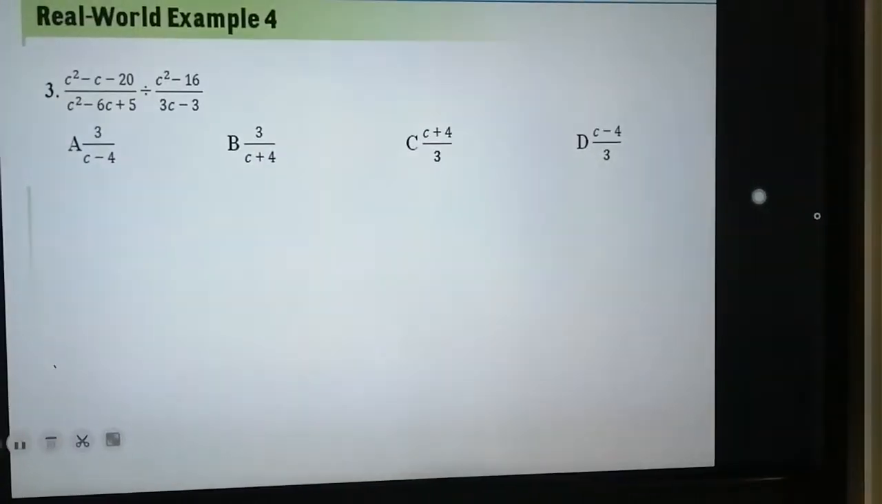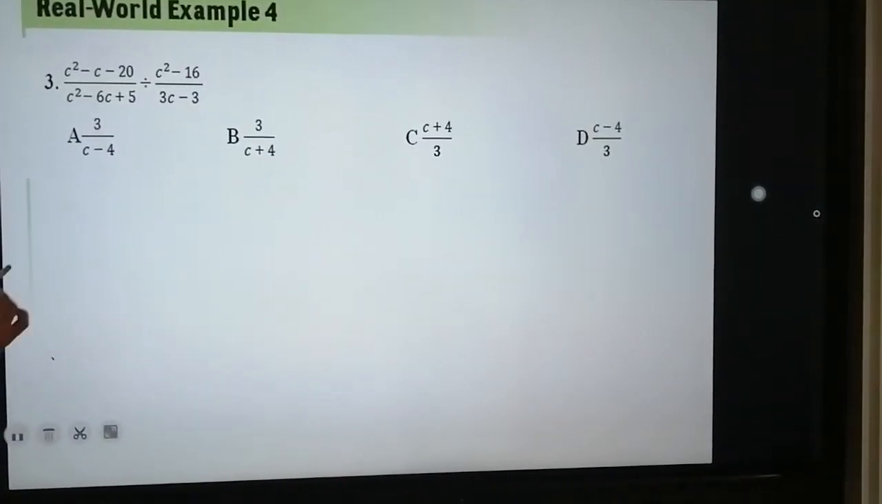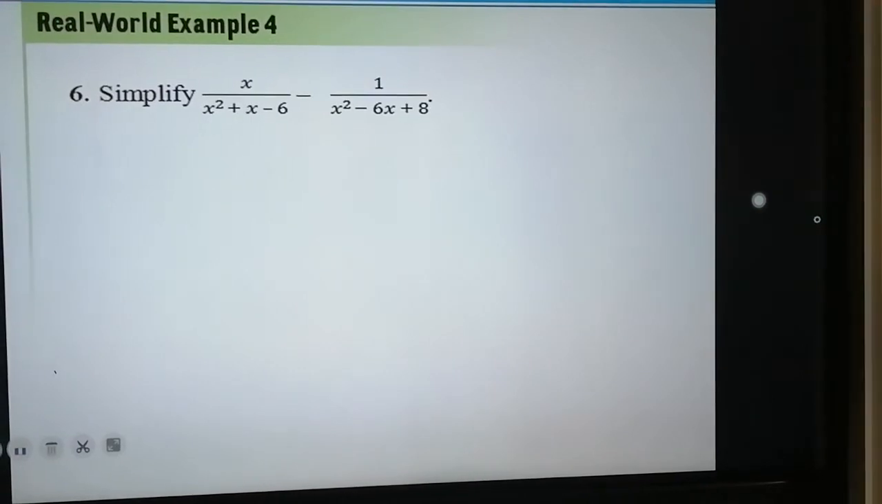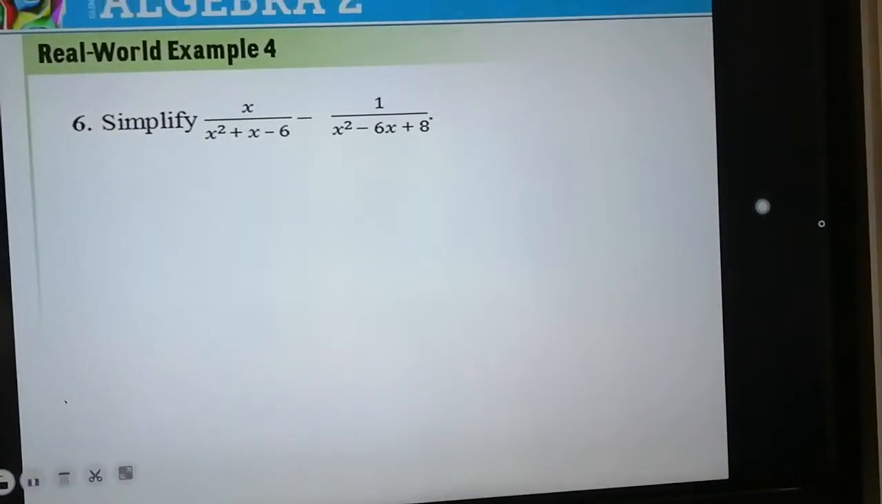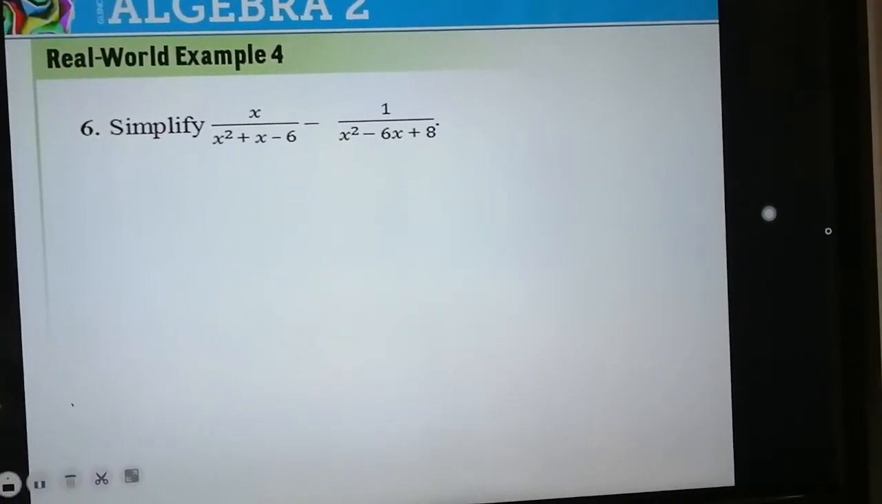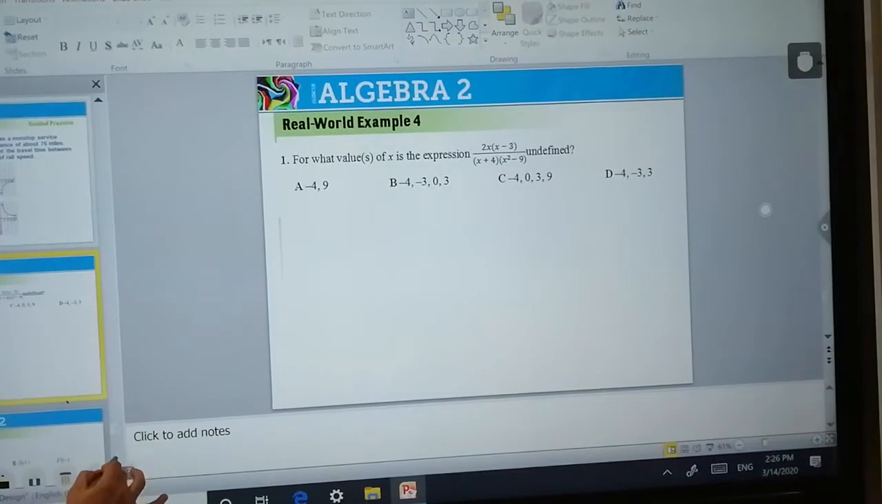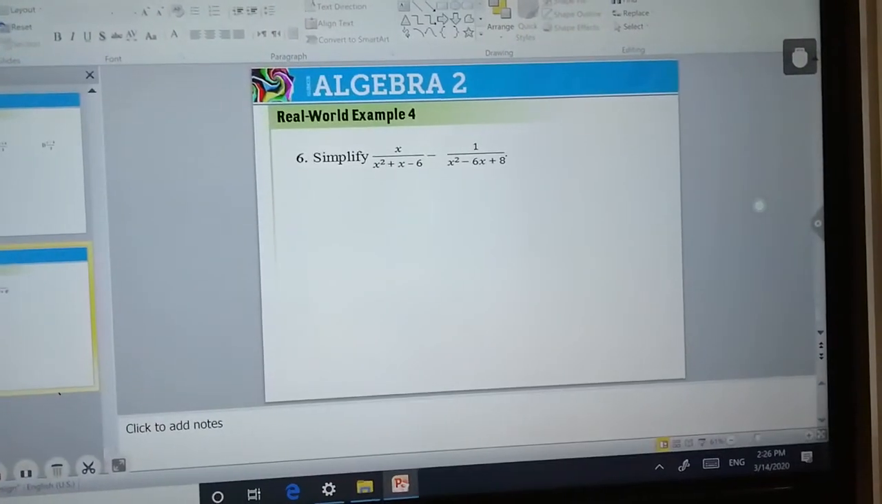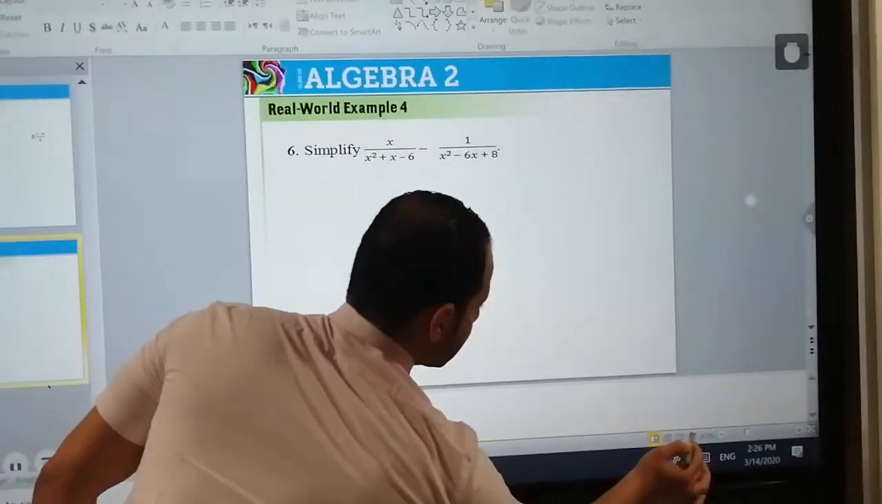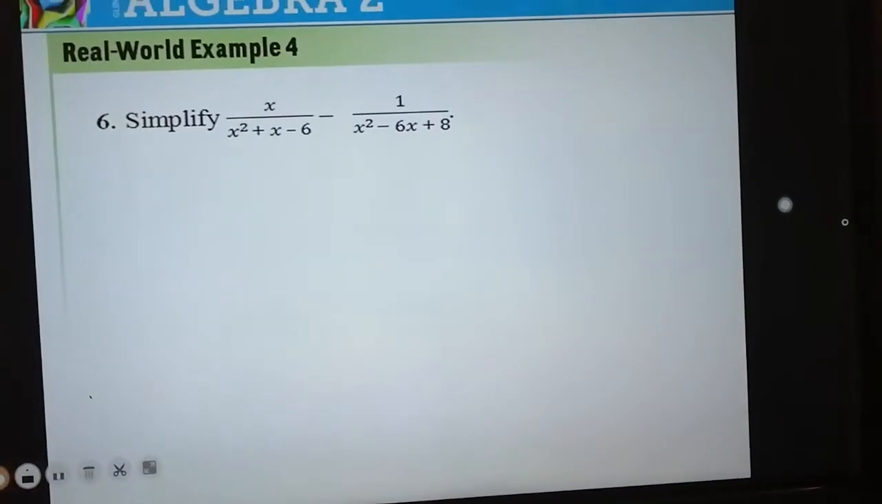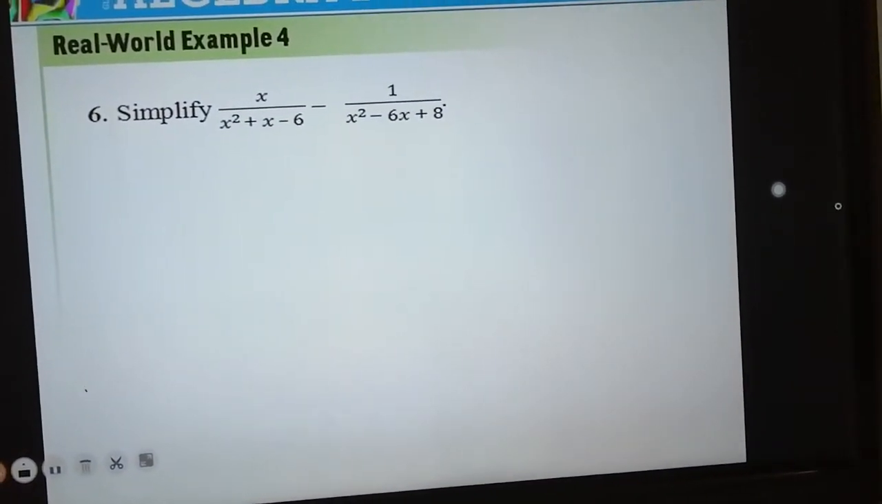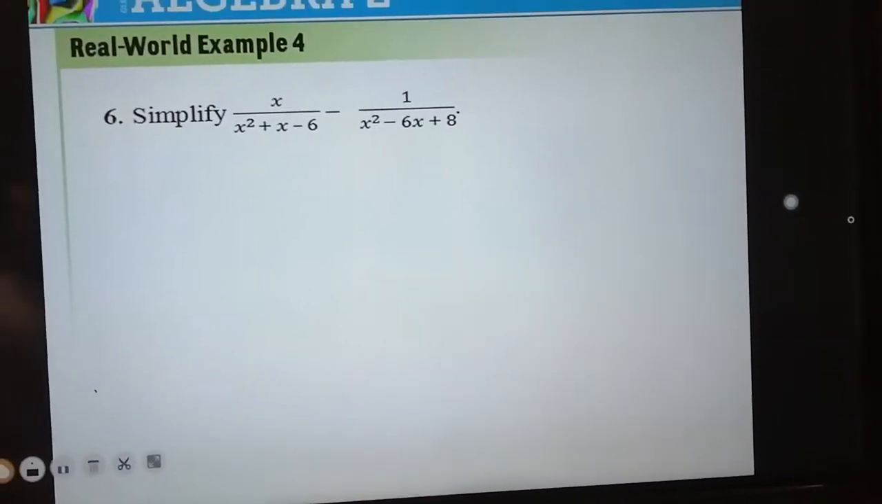Okay, we have here this example. I think it's the last one. I can go to the other one. Okay, it's the last one, yes. So the last example, we have here the last example. Let's start the last example. It's talking about minus.